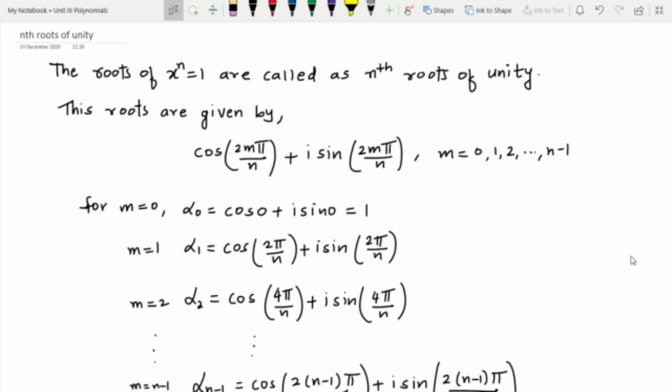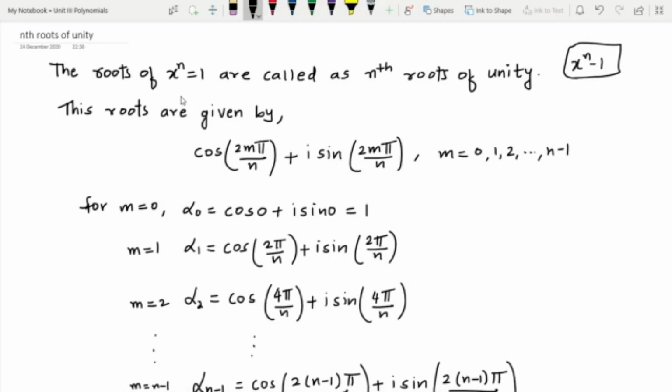Today we are going to start with the last topic of unit number 3, that is nth roots of unity. So this topic is related to finding roots of a polynomial, but that polynomial is a special polynomial, given by the equation x raised to n is equal to 1. If you write it in our usual notation, it will be x raised to n minus 1. So we are talking about this polynomial.